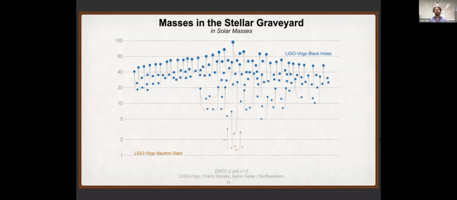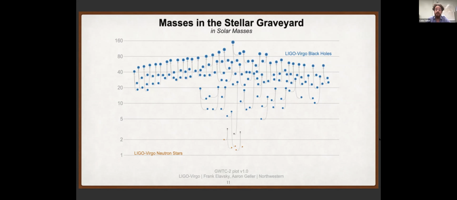So we have our models, we understand our systematics, we've written our code. Now we just need some data. So this is the data we have. This is as of the end of the first half of the third observing run of Advanced LIGO and Virgo. We had observed roughly 45 binary black hole systems and a few systems containing neutron stars.